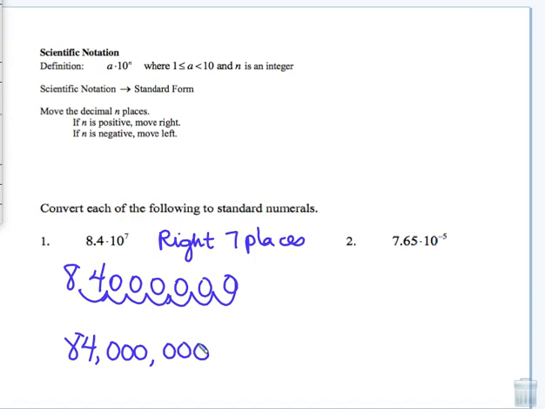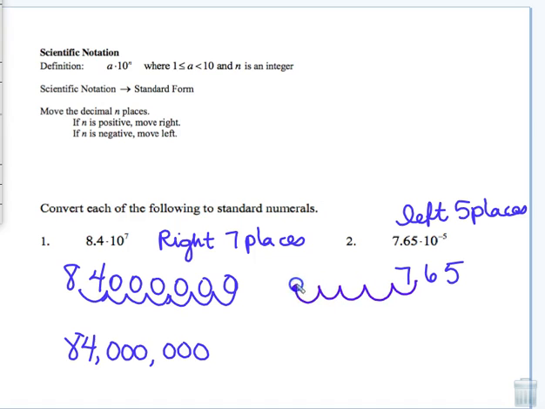On the second one, my exponent is negative, which means I'll be moving to the left 5 places. So we have 7 65/100ths. We're going 1, 2, 3, 4, 5 places to the left. Fill in with zeros. We have decimal point 1, 2, 3, 4 zeros, and then the 765. So on number 1, we have a very large number represented in scientific notation. On number 2, we have a very small number represented in scientific notation.